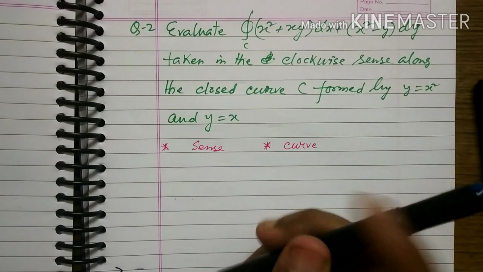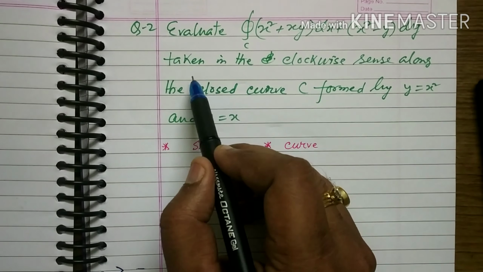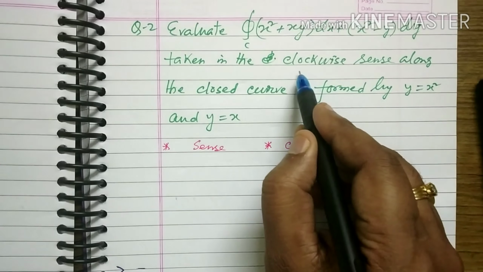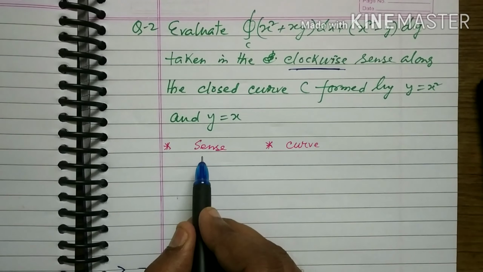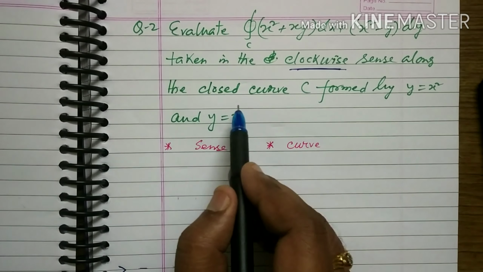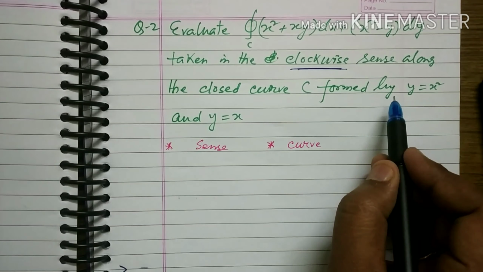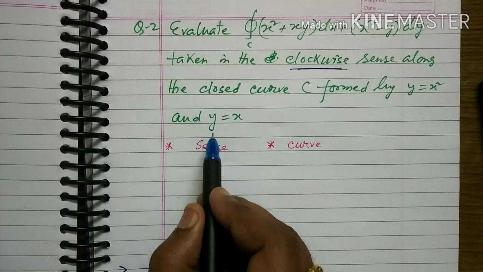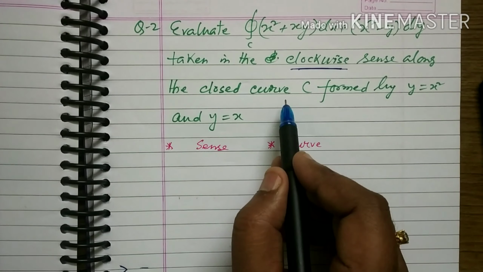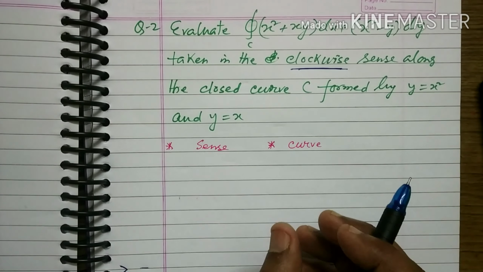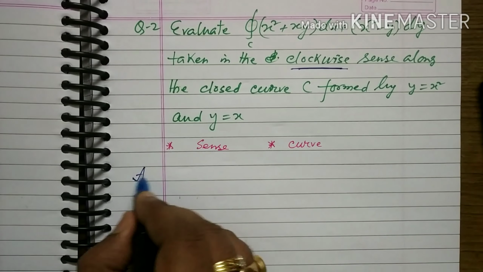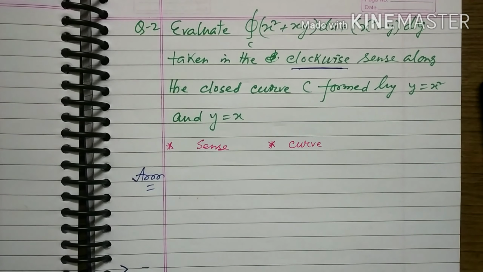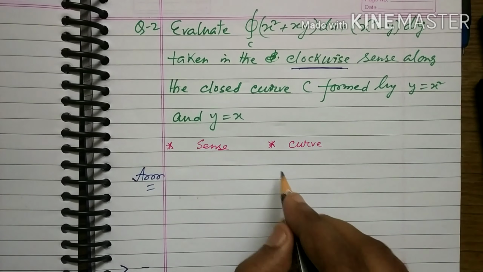If you go through the question, evaluate this taken in the clockwise sense. Clockwise sense, this is very important. Number one, sense. Along the closed curve C formed by y equals x square and y equals x, it means this closed curve consists of two curves. So first thing is you have to draw the figure.